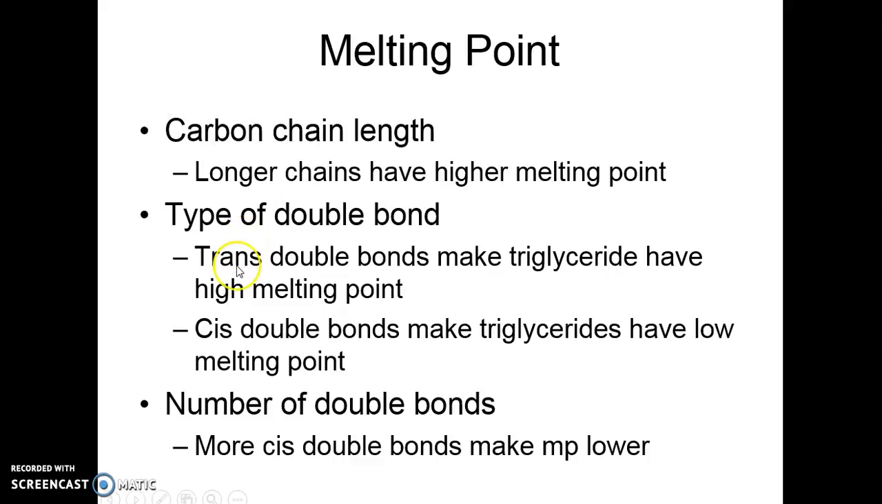If I look at a trans fatty acid in a fat, you will see that those have high melting points, and cis double bonds, those are what make oils. The more cis double bonds you have, the lower the melting point. So a polyunsaturated fatty acid would cause the oil to have an even lower melting point than one that's monounsaturated.